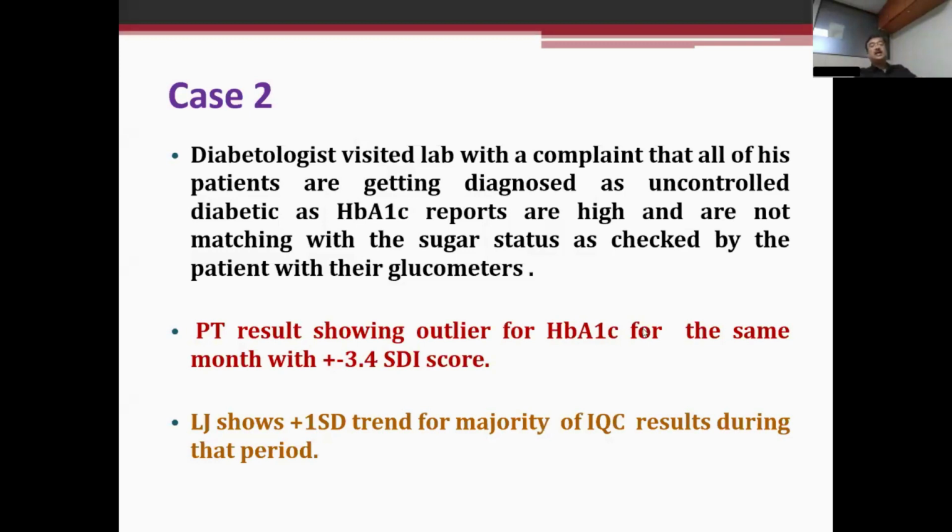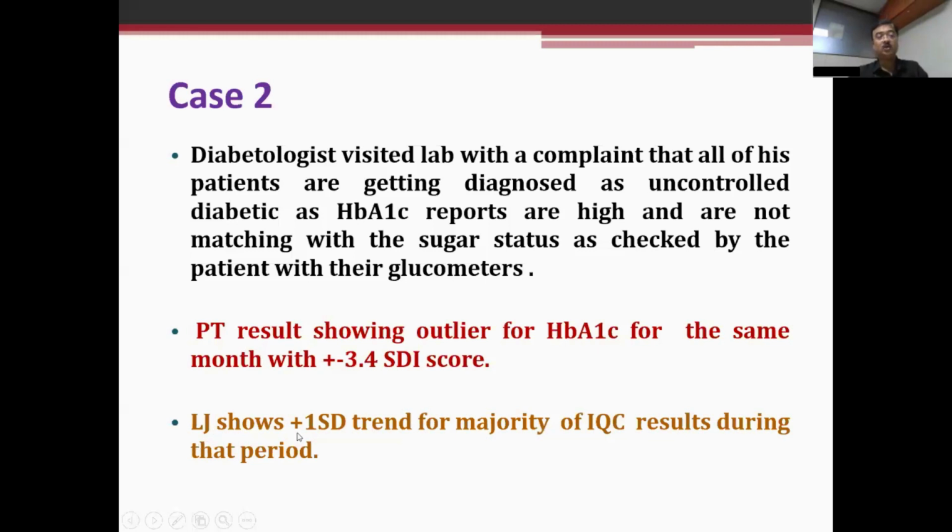Now we come to the second one. A diabetologist visited a lab with a complaint that all of his patients are getting diagnosed as uncontrolled diabetes because we are constantly giving high HbA1cs, which do not match the sugar status. Now, after this complaint, I looked at my records, and I found that my last month's PT was an outlier with an upper side bias of plus 3.54 SDI score. That means I'm quite biased on the upper side, so far as my PT result is showing.